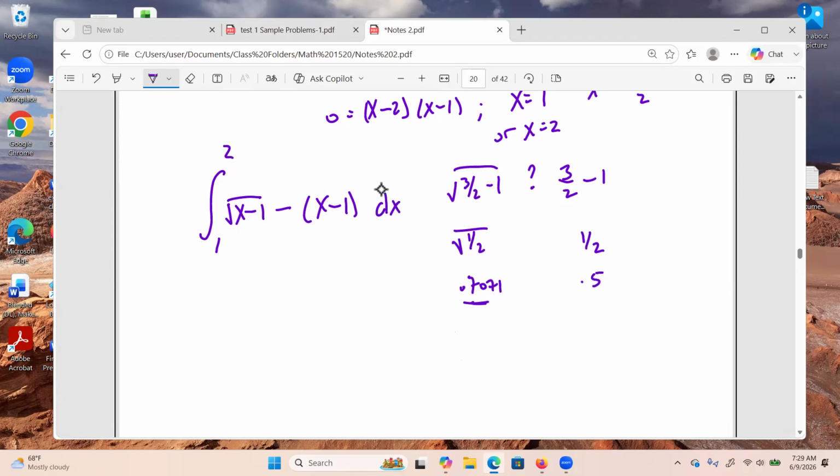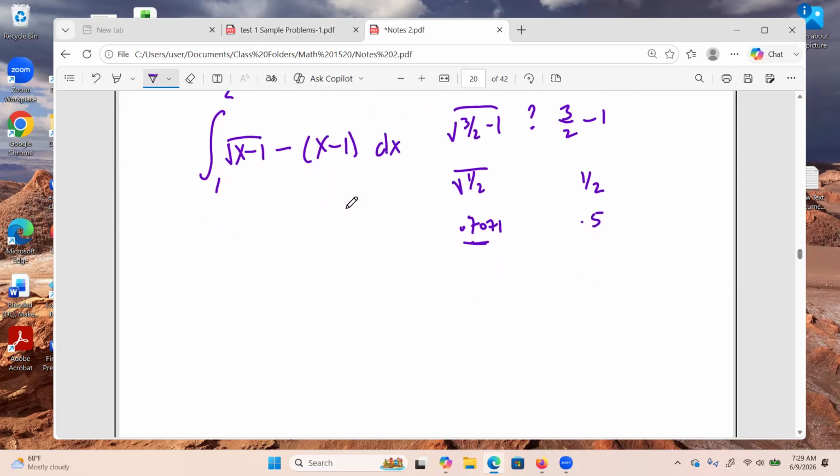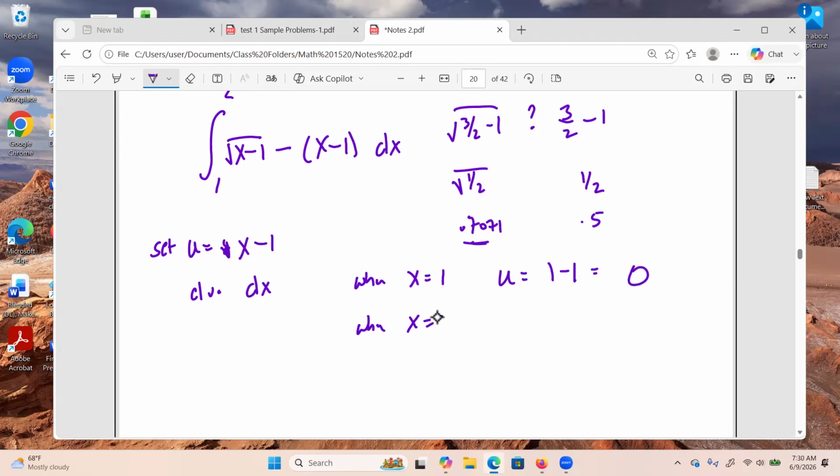Now, as I'm looking at this, I'm noticing there's a lot of x minus 1s here, and I really don't want to go through and figure some of this stuff out because it's inside of a square root. How delightful. So what I'm going to do is, since we have a lot of x minus 1s, let's set u equal to x minus 1. Not the square root, just x minus 1. du is, of course, dx. And we're going to change our limits of integration. When x is equal to 1, u is equal to 1 minus 1 equals 0. When x is equal to 2, u is equal to 2 minus 1 equals 1.